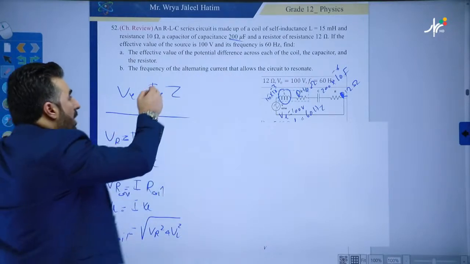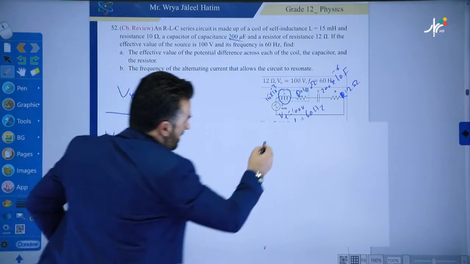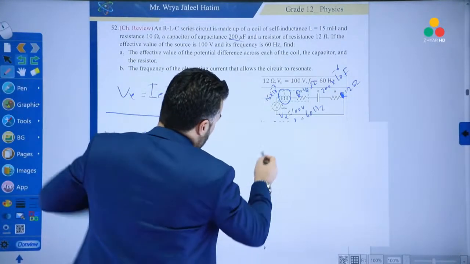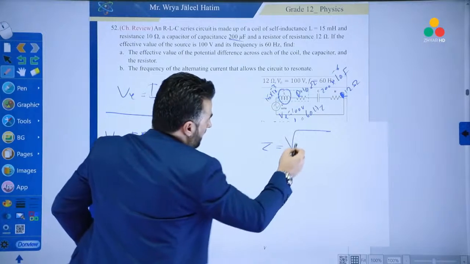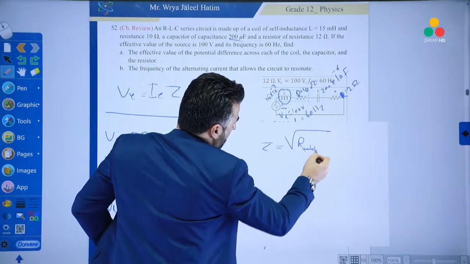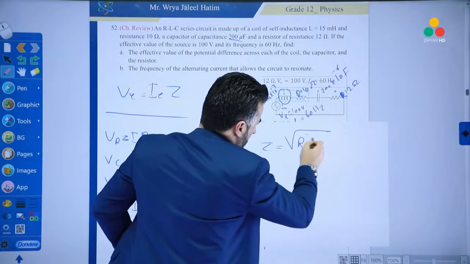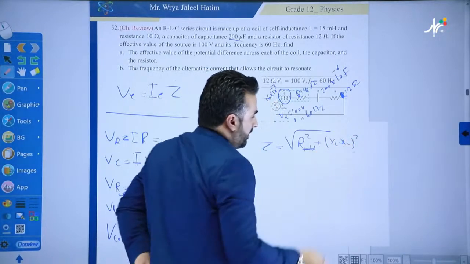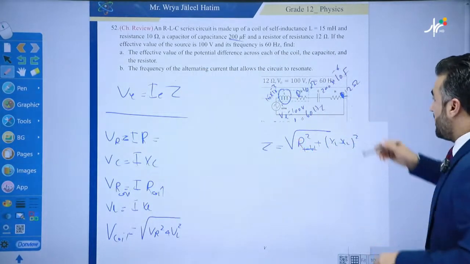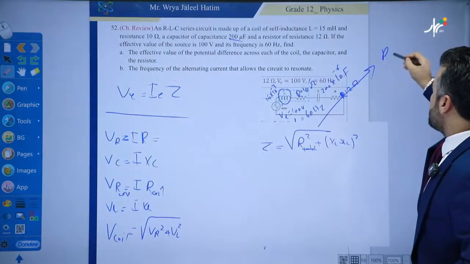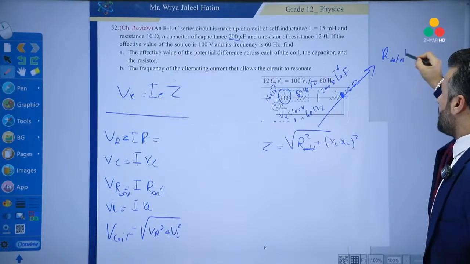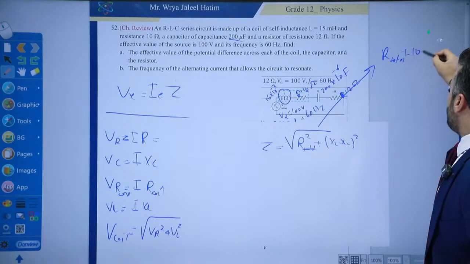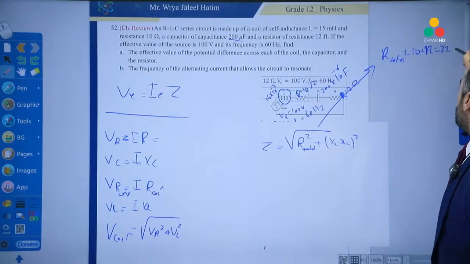And in order to find the current, I need Z, or the total impedance. So total impedance equals what? Let's write this one here. Total impedance equals the square root of R, and since we have more than one R, we can call it R total, squared, plus XL minus XC, the whole thing squared. So what about the resistance here? I can find that. We'll say resistance total, because I have two resistances here. One of them is 12, the other one is 10, so we'll say 10 plus 12. That is basically 22 ohms.